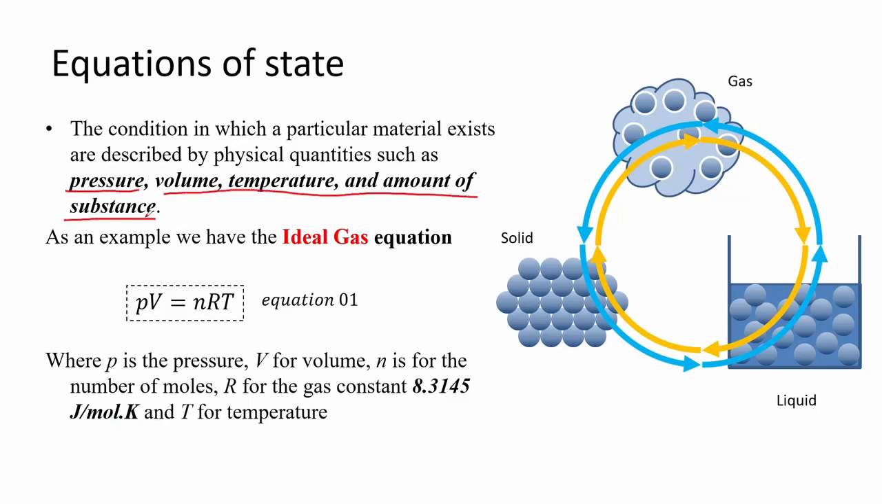of substance. As an example, we have the ideal gas equation, where P is the pressure, V for volume, n is for the number of moles, R for the gas constant 8.3145 J/mol·K, and T for temperature. Ideal gas is different from a real gas since it is purely theoretical, but it is necessary to get an understanding on the nature of the states of matter at a condition where temperature is involved.